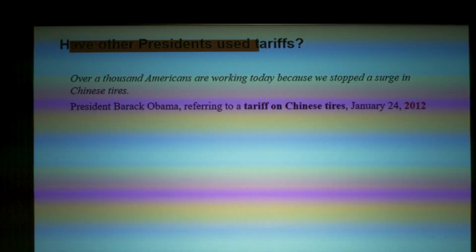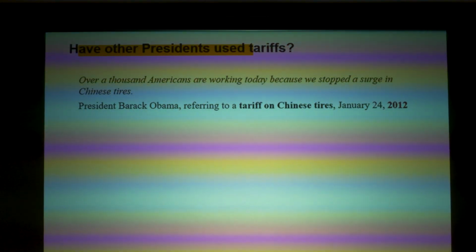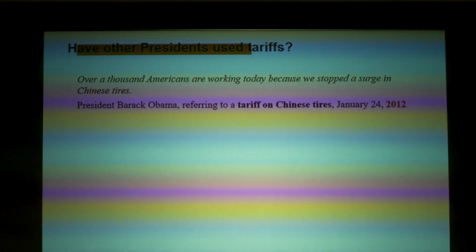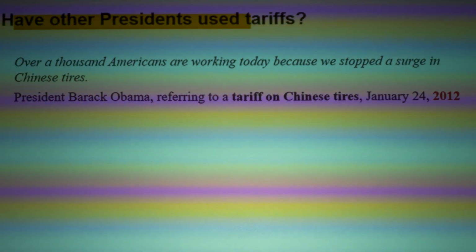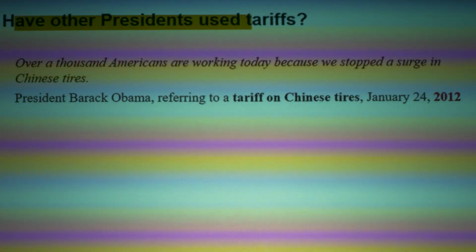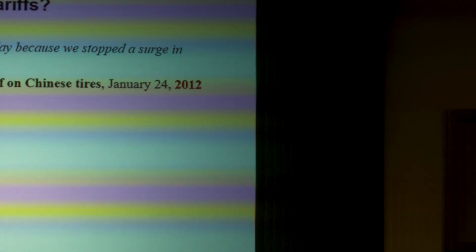And then if we say, was Trump alone? Not really. He used tariffs much more than other presidents, but virtually every president has used tariffs sometimes. Again, they have to get authority for that from US trade laws. So here's President Obama: "Over 1,000 American workers are working today because we stopped a surge in Chinese tires." That was a Section 201 case where Chinese tires were surging into the United States, causing injury in the tire industry, and he got authority to put on a tariff.